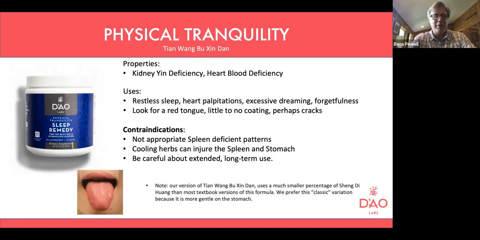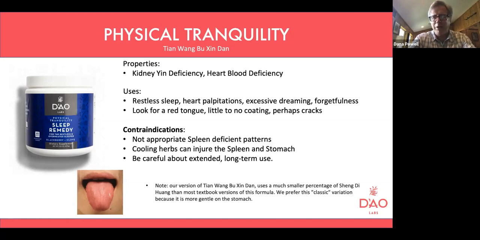So here we just want to be careful about extended long-term use. If you've got this presentation and the correct tongue, it's unlikely you're going to have a real negative reaction to it immediately. But if you've got patients who already have some spleen stomach issues, then you'd want to proceed cautiously.